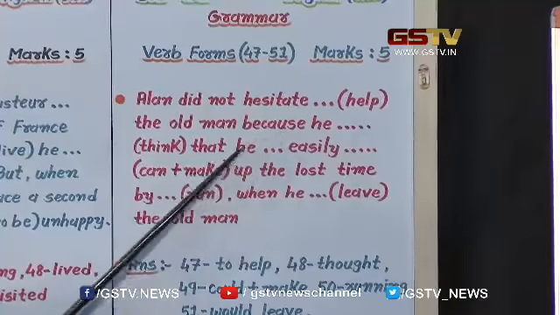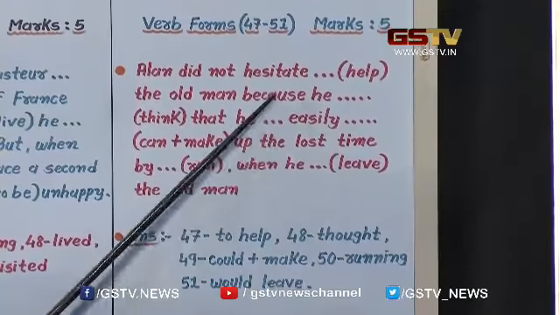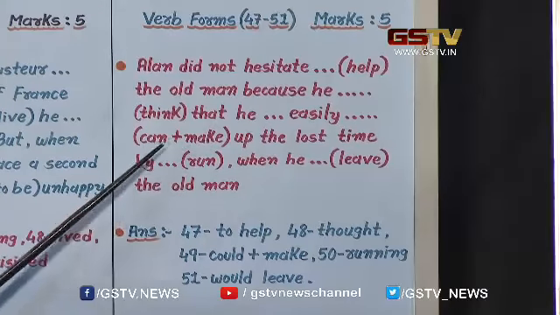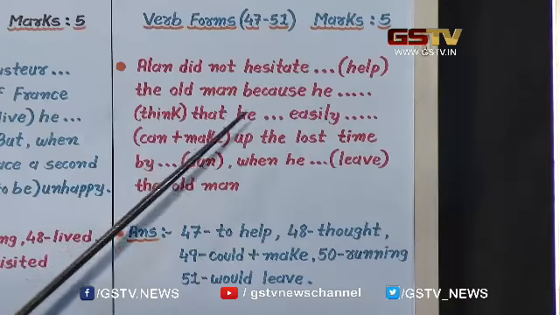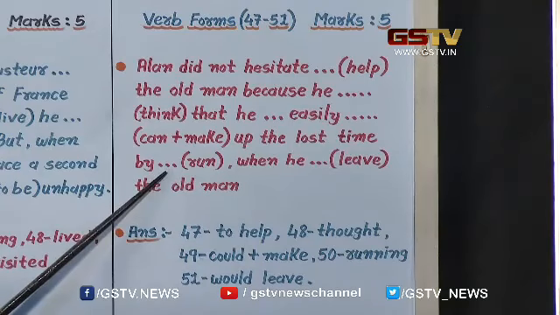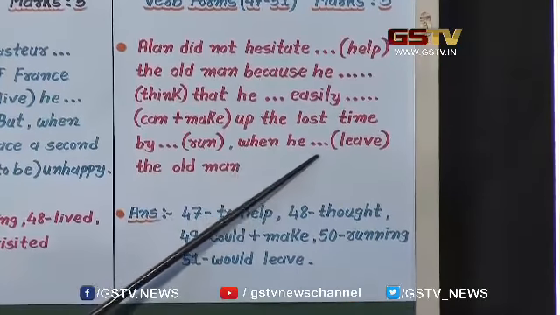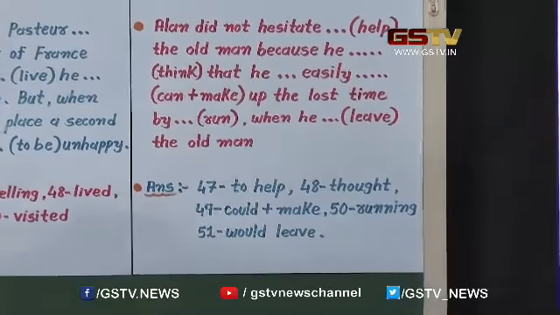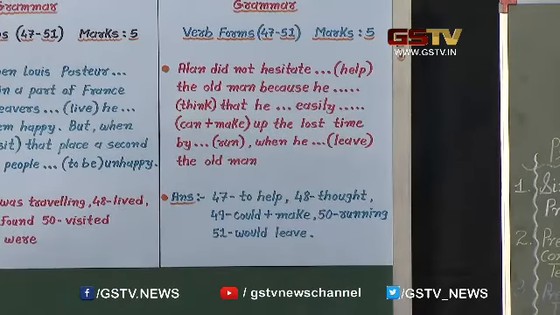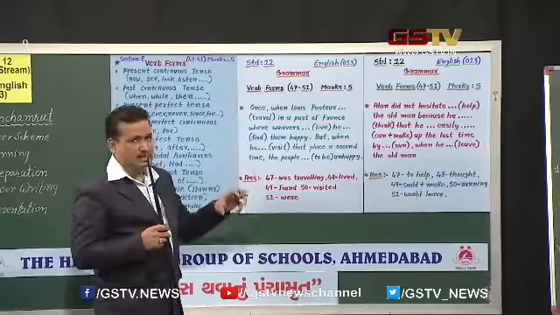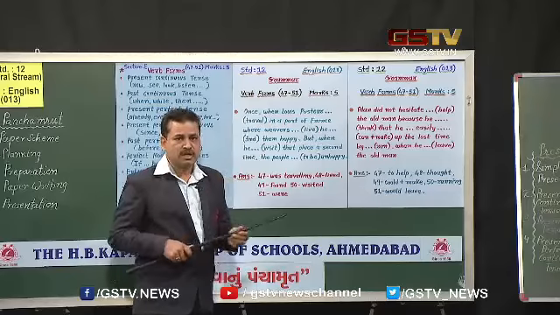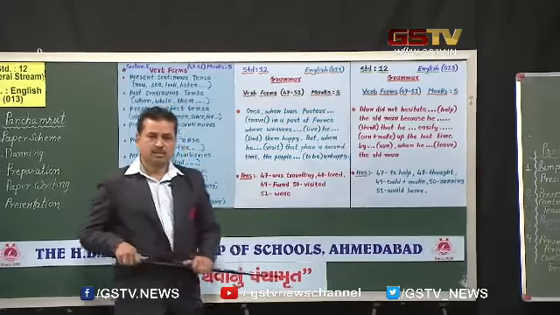past tense. So, here think is converted into thought, because he thought that he, again you are very able to recognize past tense, can is converted into could, he could easily make up the lost time by running. Ing we are going to use when he would leave the old man. So, first and foremost thing, to get full marks in verb forms, please get over tenses, get command over tenses, and not only tenses, just learn active and passive voice, and the very important thing is you have to understand the applied meaning.